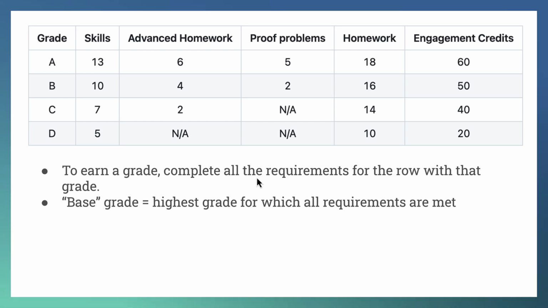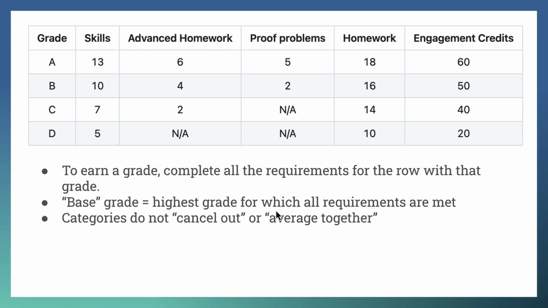So it's the highest grade for which all requirements are met. Now, you might be wondering some things at this point, like what happens if a student has all 14 skills mastered but only has 2 advanced homework sets marked successful? Do those sort of average out in the middle to be a B? The answer is no. The categories here are discrete from each other.